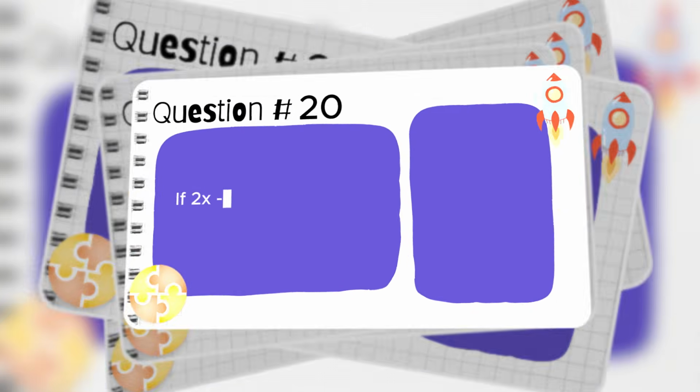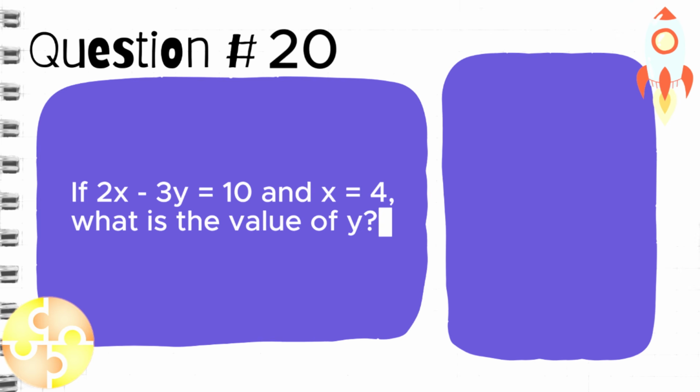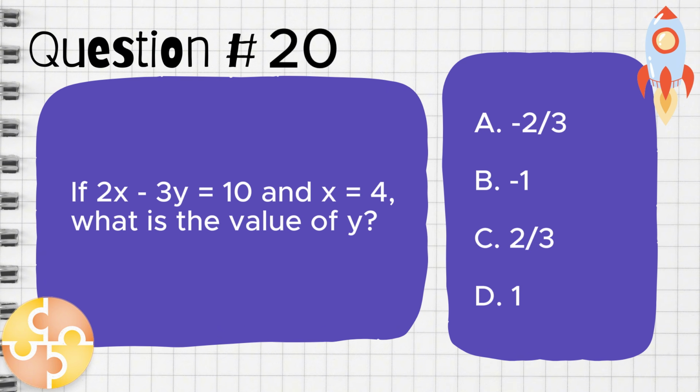Question number 20. If 2x minus 3y equals 10 and x equals 4, what is the value of y? A. -2 over 3, B. -1, C. 2 over 3, D. 1.